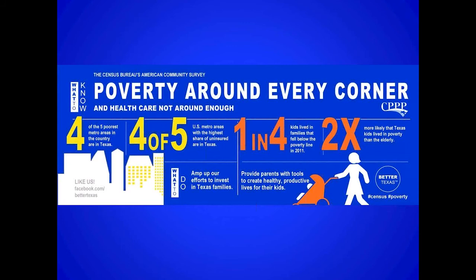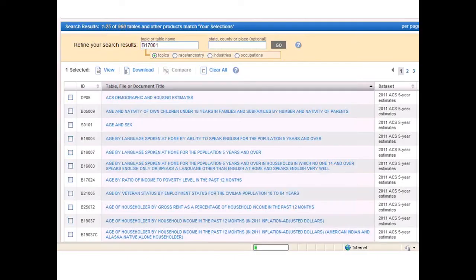Once we found that data, we actually were able to not only create our wonky bar charts, but we also were able to create some really nice infographics that we used on social media, where it said 4 out of the 5 poorest metro areas in the country are in Texas. This is what we used last year. 4 out of 5 U.S. metro areas with the highest share of uninsured are in Texas. And all of this data came from the American Community Survey release. So you can do some creative social media things with the American Community Survey as well.